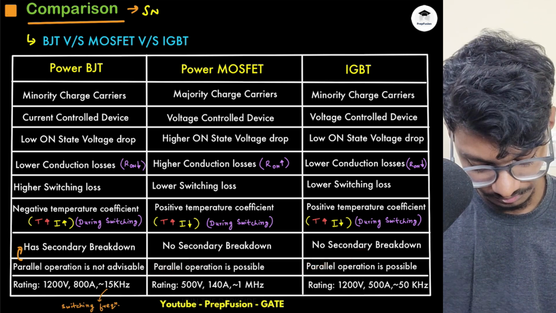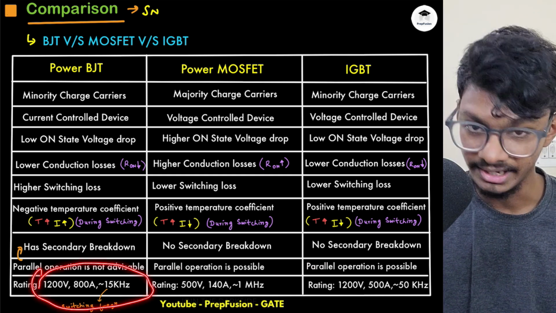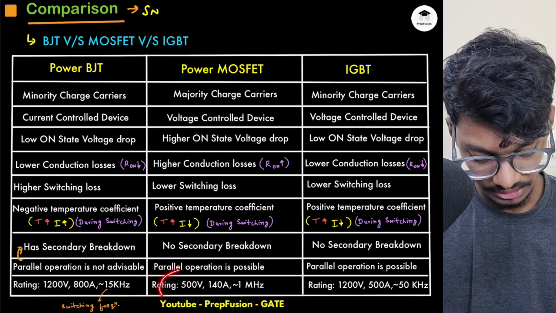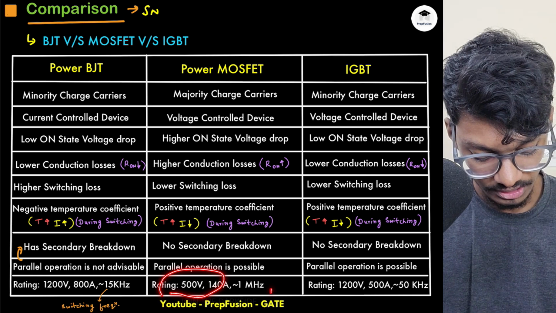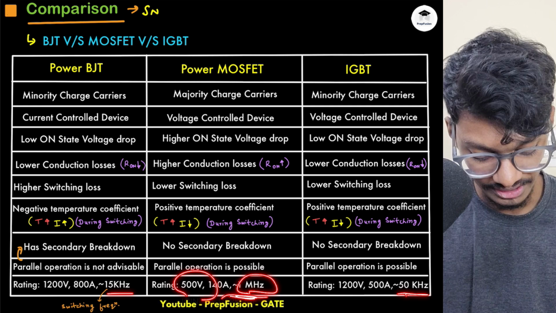Now, this has a higher rating, but the switching frequency is much lower, right? The rating is medium for power MOSFET, and switching frequency is much higher. It will have the highest switching frequency, but the rating will be a bit lower.